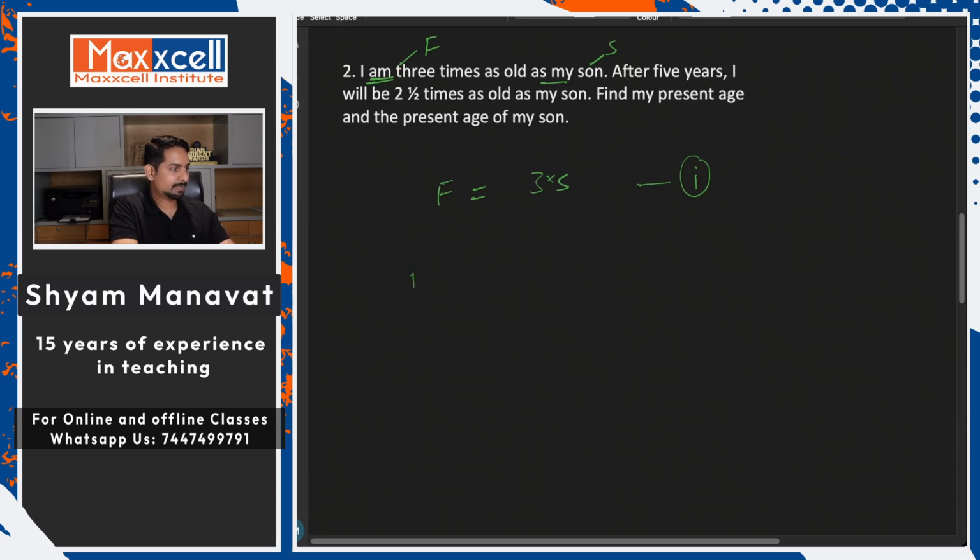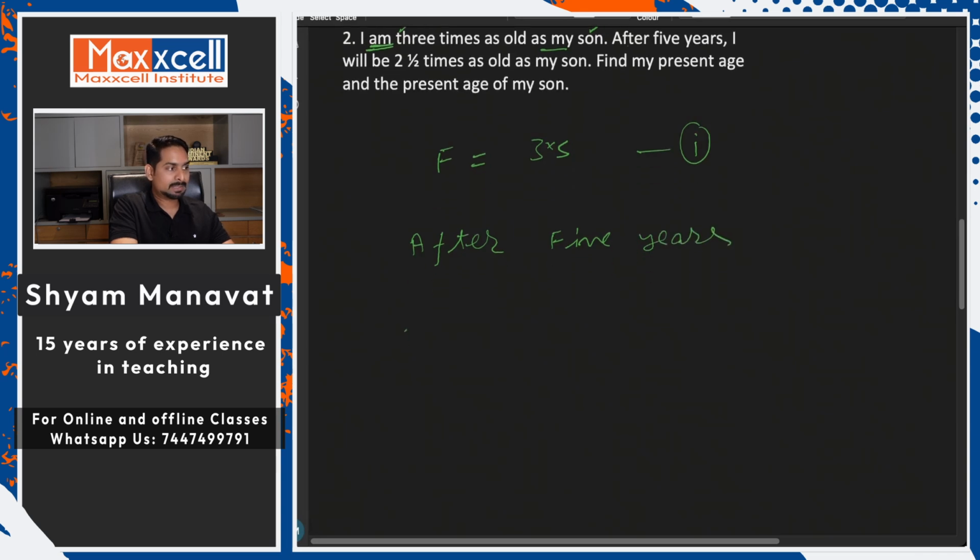First of all, let's see after 5 years. Father's age should be F plus 5 and son's age should be S plus 5. Present age plus 5. Correct? Now, I will be, father will be, helping verb, equal to 2.5 times.